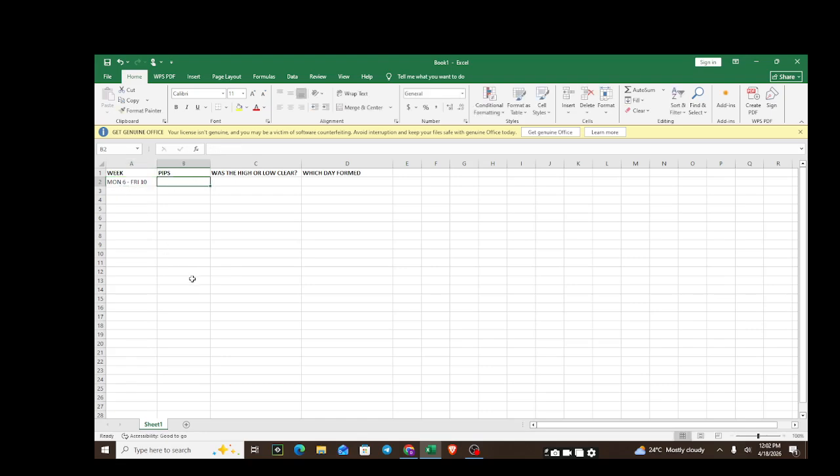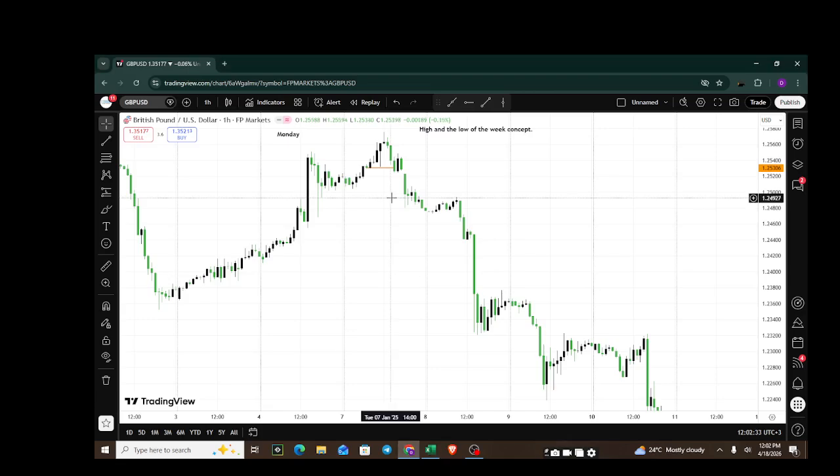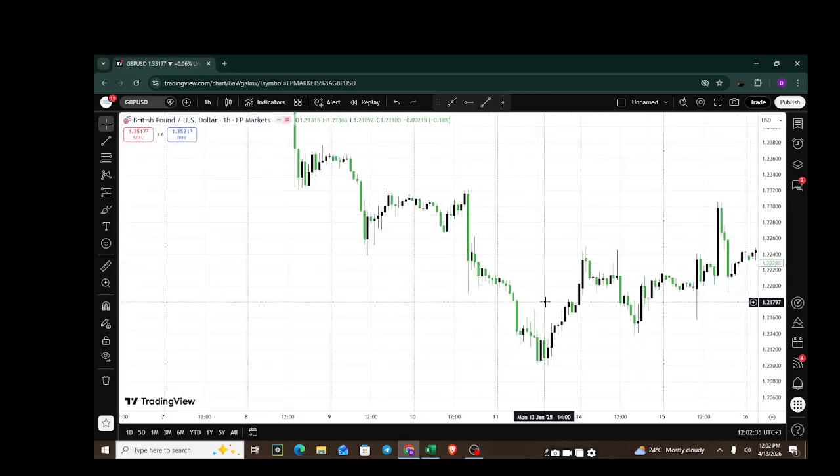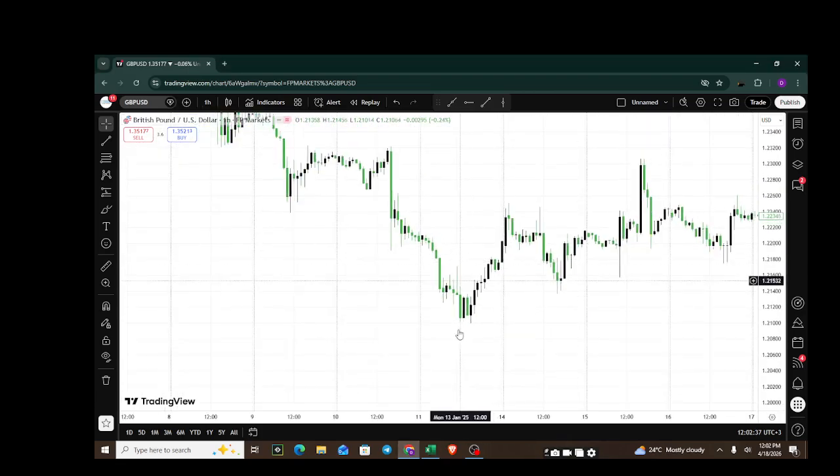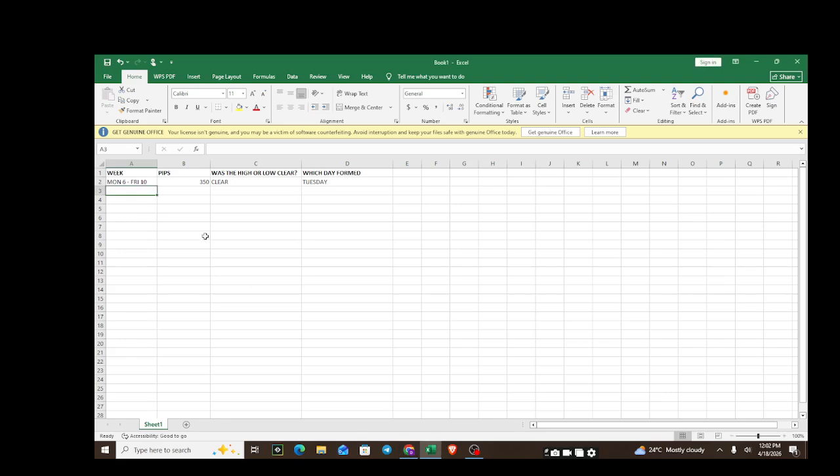So price, we have seen price went 350 pips. The high was very clear and it was formed on Tuesday. That is number one. Number two, we have seen the week from Monday 13th to Friday 17th.